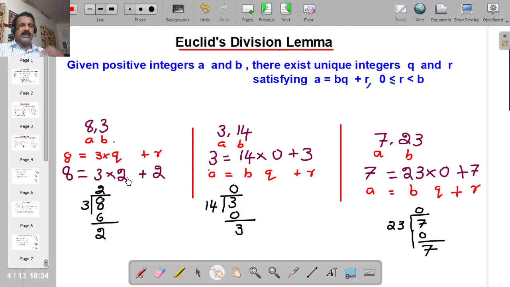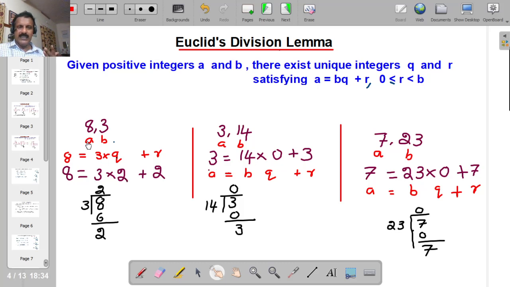Suppose we are planning to decrease the value of q. Suppose I have made q is equal to 1. Then 3 times q becomes 3 times 1, which is equal to 3. Then in order to make this equality hold, I have to give the value 5 to r. Then only 3 plus 5 becomes 8. This also is not possible, since r can take only 3 values, 0, 1 and 2. r cannot be 5. So we cannot decrease the value of q. So q is fixed.